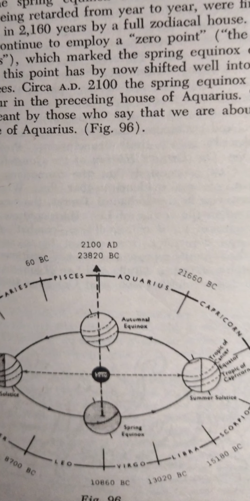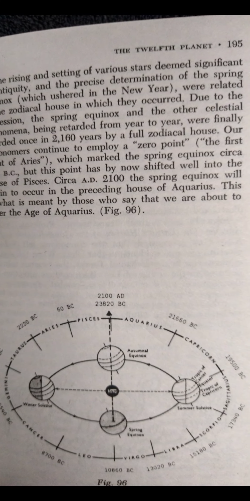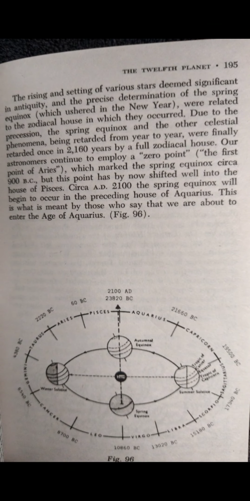Below is figure 96. I'm going to try and get it on the picture here. But that's basically a representation of the equinoxes passing through seasons and how long it takes to rotate through the so-called house of each zodiac.